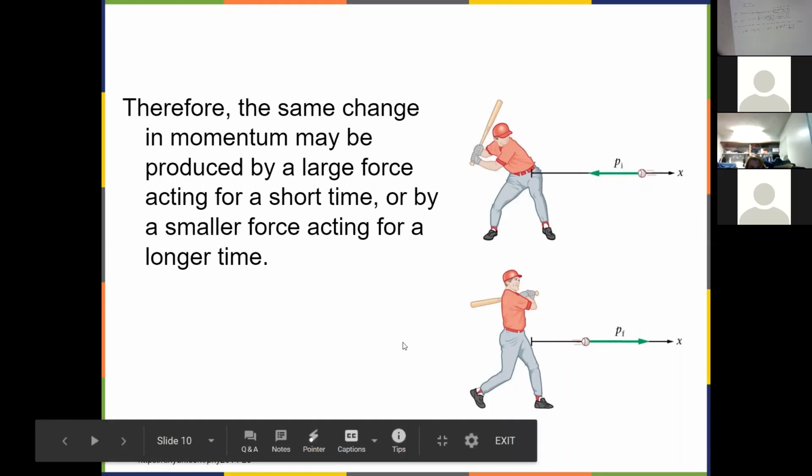So you can increase the impulse by either increasing the force or increasing the contact time, because impulse equals force times the contact time t. Okay.